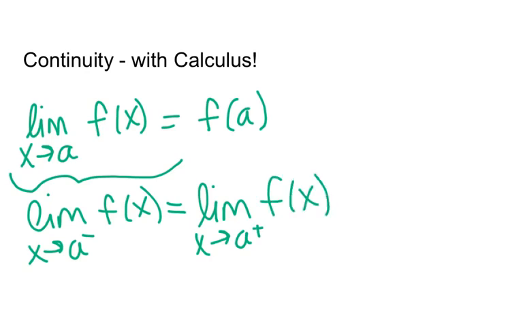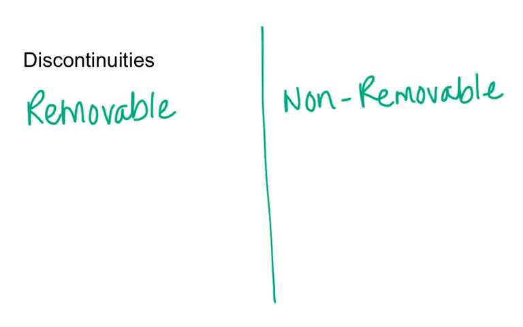So again, we really have 1, 2, 3 checkpoints we're looking at for each of these questions. We also discussed the type of discontinuities that you come across. One type is removable, and this is only going to happen if you have a hole in the graph. And the reason this happens is because f of a is undefined.